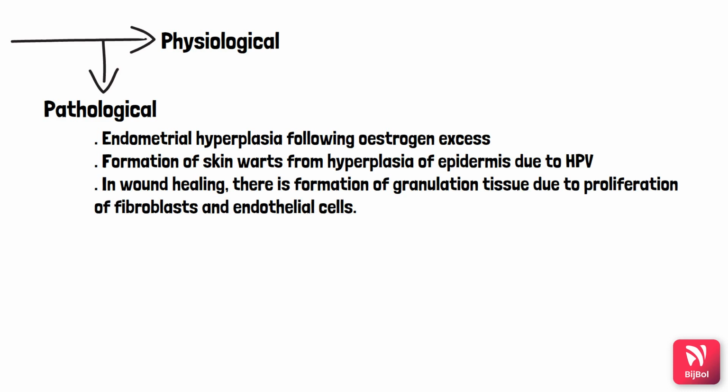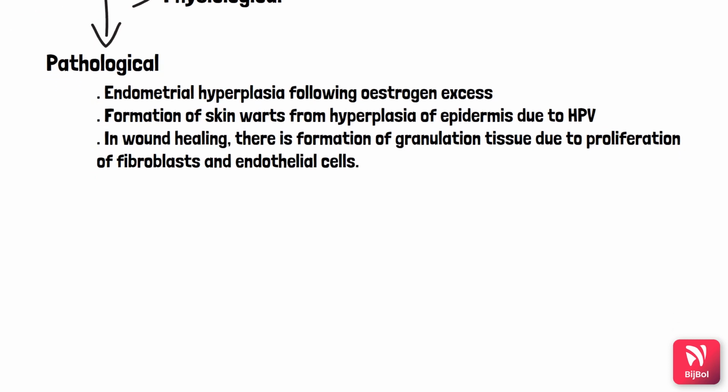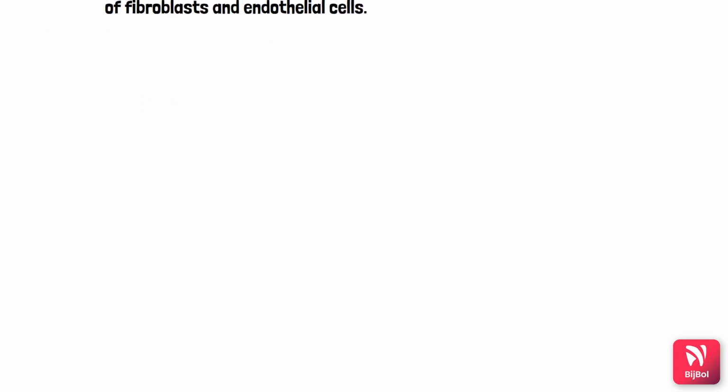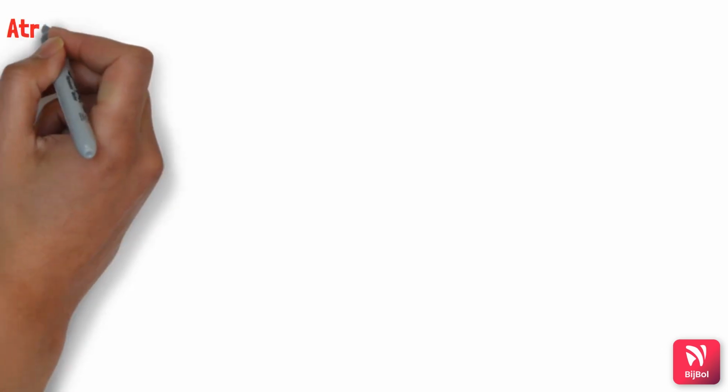So next cellular adaptation is atrophy. So here in atrophy, this is the opposite of hyperplasia and hypertrophy, wherein there will be a decrease in the number as well as a decrease in the size of the cell. So this is a normal cell size, wherein it will undergo a decrease in size as well as a decrease in the number.